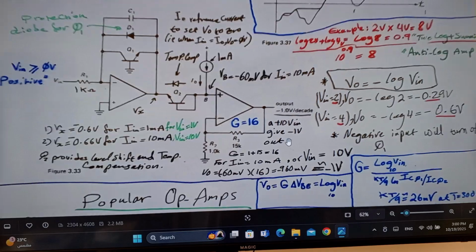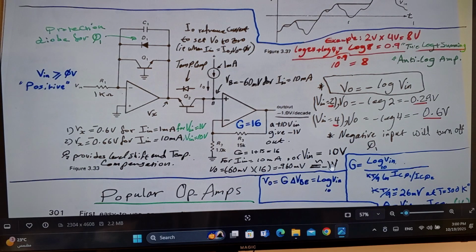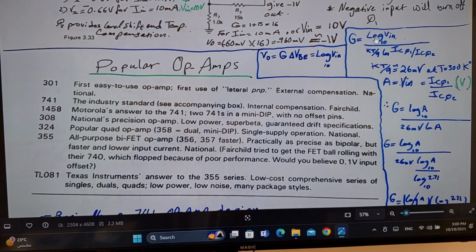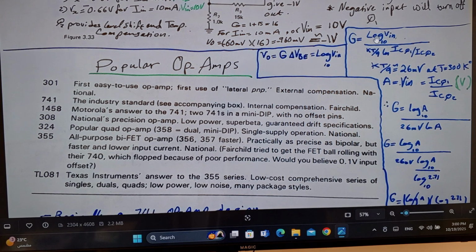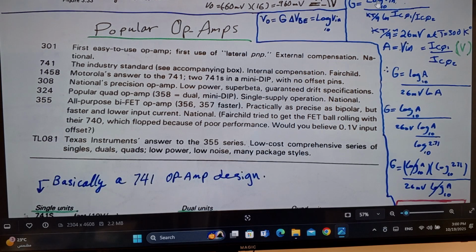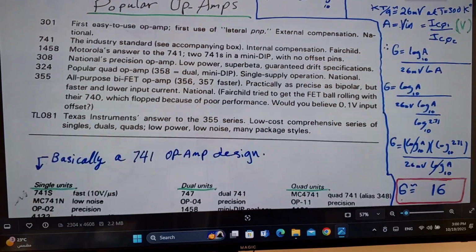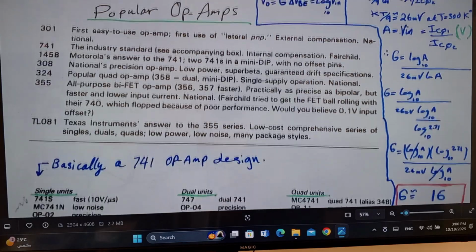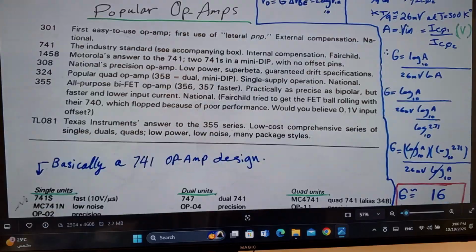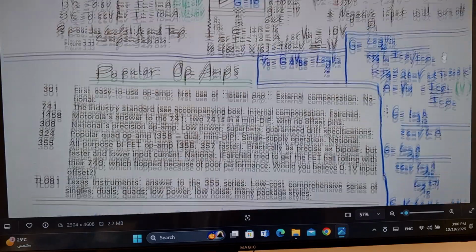And here just maybe some derivation on how you get your gain to be equal to 16 based on the log of 10. So I believe that's about it.